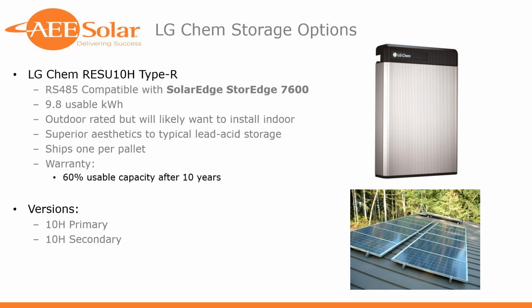Good warranty on this. I spoke a little earlier about different ways of rating and warranting products. The warranty on the LG Chem is 60% usable capacity after 10 years in normal cycling. So 60% of 9.8, call that 5.8 or 5.9 usable kilowatt hours after 10 years. That's exceptional. Think about the usable life you're getting out of your phone, and compare that to what we're looking at here, and you see that LG Chem has really done their homework on the chemistry, as you'd expect from a company like that.